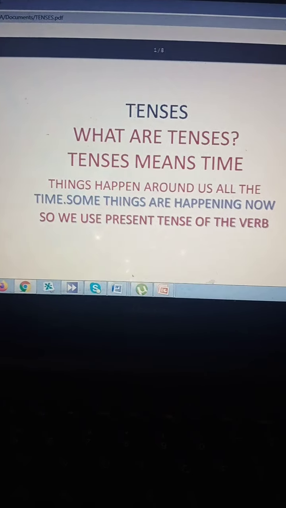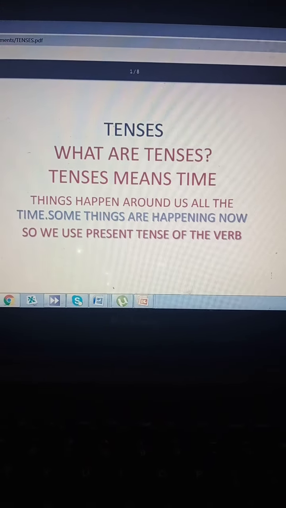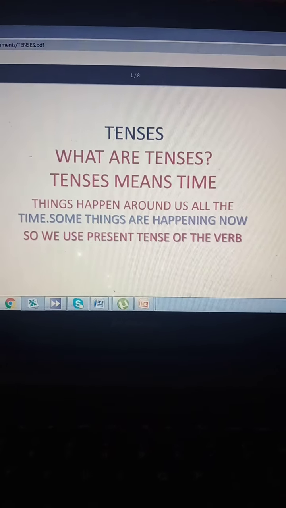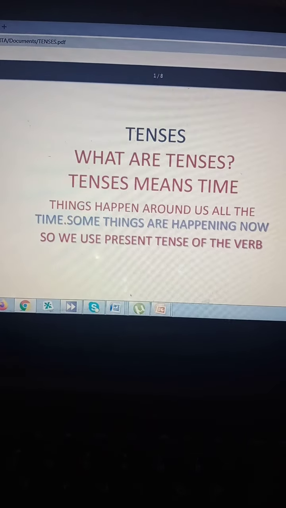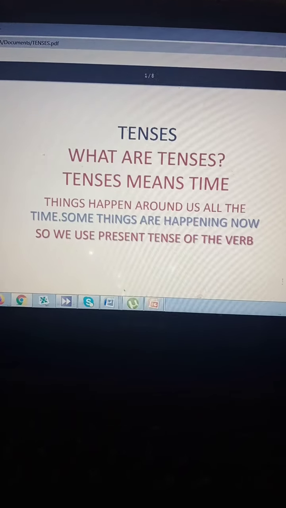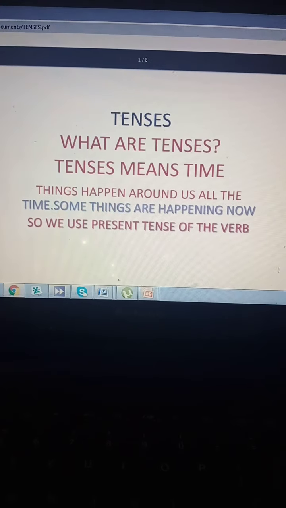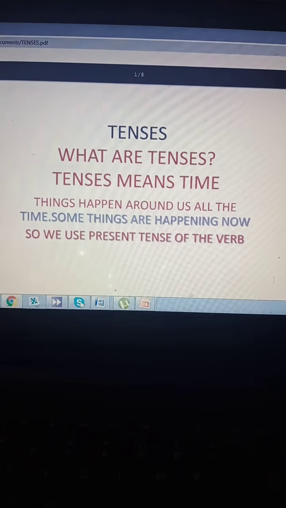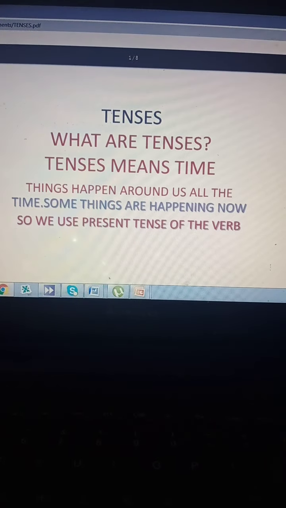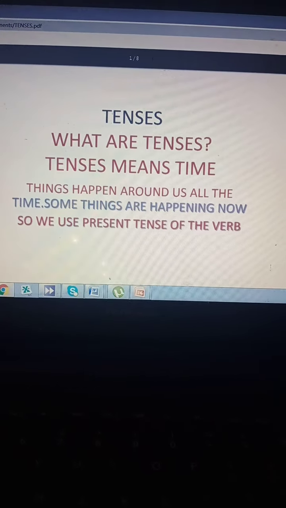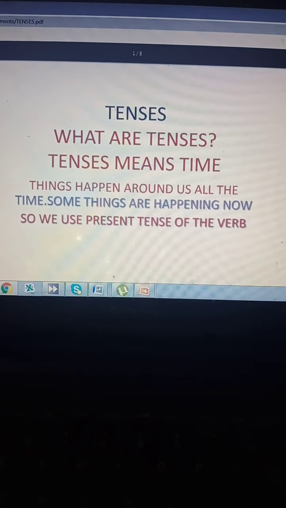Morning class 5B. Today I'm going to start with tenses. Okay, children, and you have to understand this very well, because if you do not understand the tenses, then you speak wrong English and you write wrong English. So you have to be very much aware of tenses, that is, the tense of the verb which you use. So let's start, children.